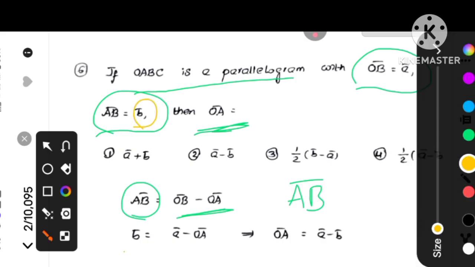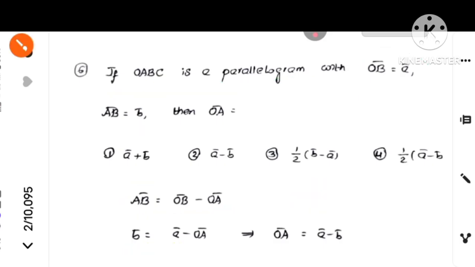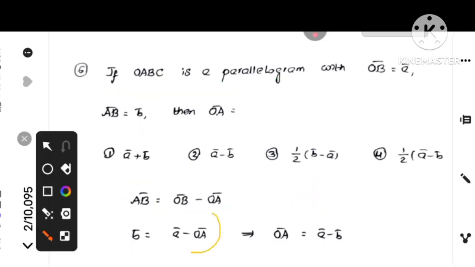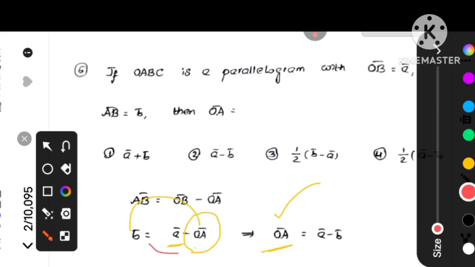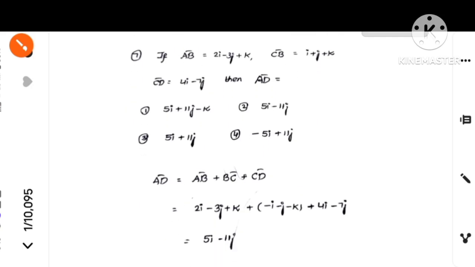What is the AB bar value? B bar. What is the OB bar value? A bar, minus OA bar. You have to find this value. Simply take the AB bar formula, that's all. From this, take the minus OA bar to the right side, plus OA bar, so B bar is equal to A bar minus OA bar, hence OA bar is equal to A bar minus B bar. That's the answer. Very easy question. Simply take the AB bar value, then directly you get the answer. Okay, now see the next problem.